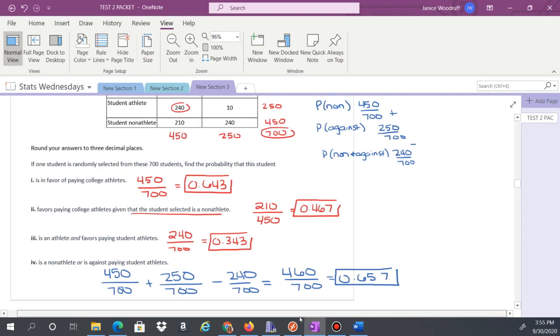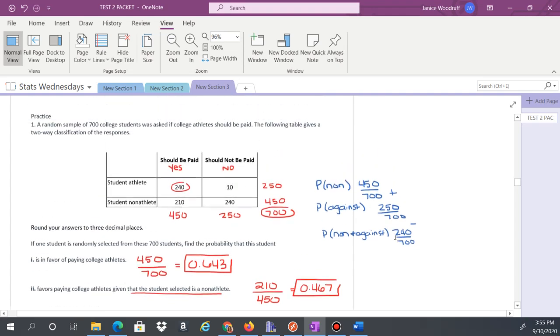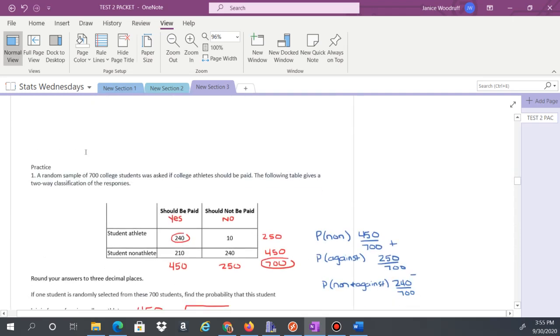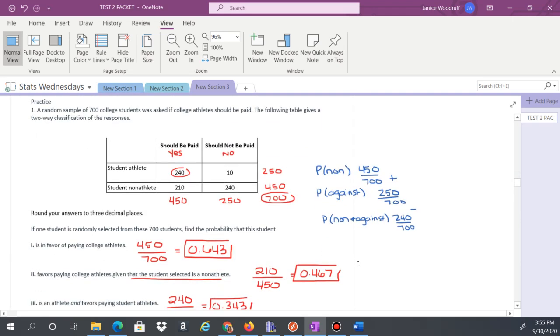So I'm going to stop there, and then for tomorrow in the virtual session, I'll finish this 4.6 here, and then we'll also finish the practice problems, and we'll start a little bit on chapter 5. Won't be too long of a session for tomorrow.